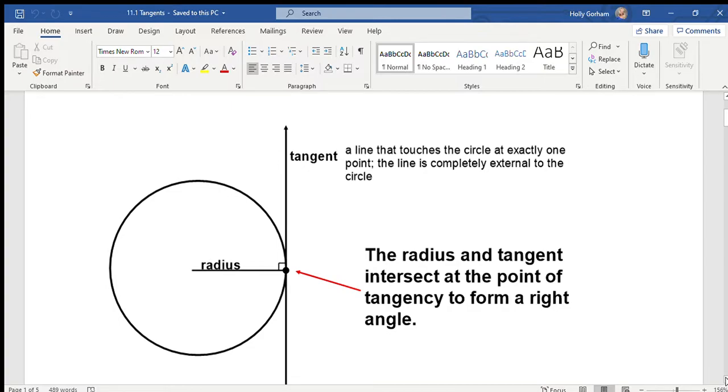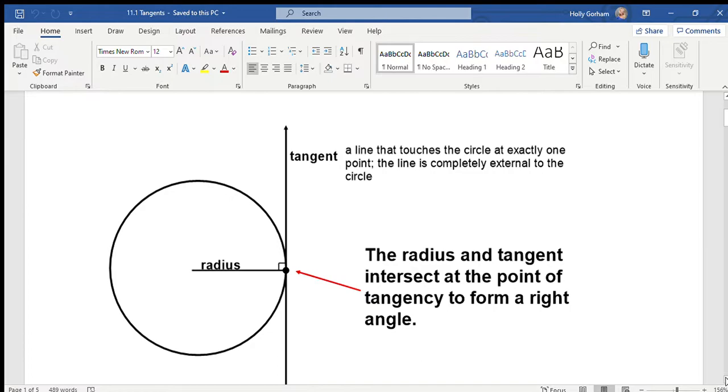So chapter 11 deals with circles. We're not going to do everything in chapter 11, but there are certain things that will come back later in other classes that you just need to be familiar with. The first thing would be tangents.